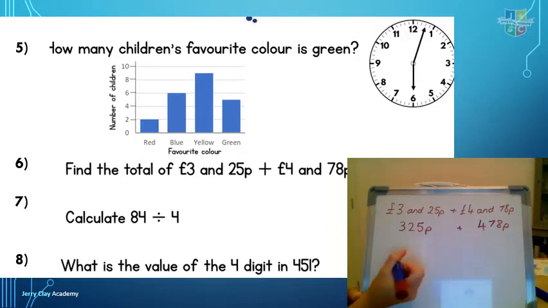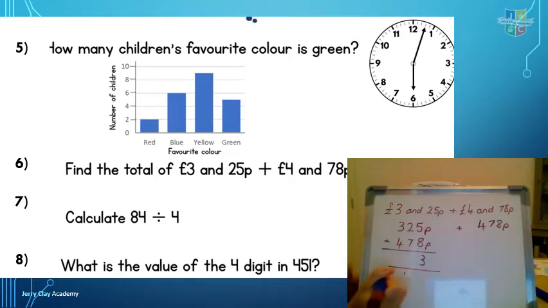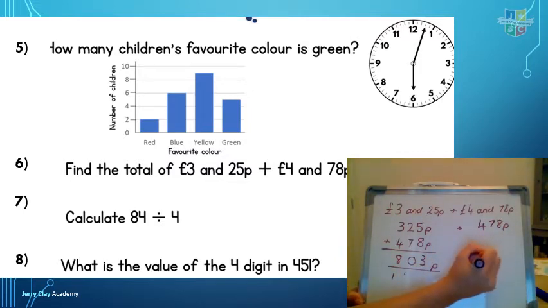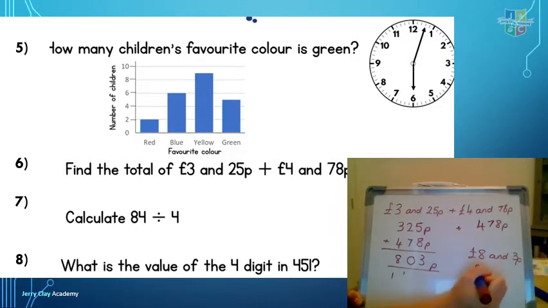I'm going to add those two numbers together, so I'm going to use my column method, so I'm just going to do it under here. 5 add 8 is 13, 7 add 2 is 9, add 1 is 10, 3 add 4 is 7, add your 1, 8, so it's 803 pence. Now remember, in £1 there's 100 pence, so 800 pence is going to be £8 and 3 pence. Or you could have written £8, your decimal point. Remember, you've got to have 2 numbers after the decimal, so you'd have to put 03 if you wrote it like that.